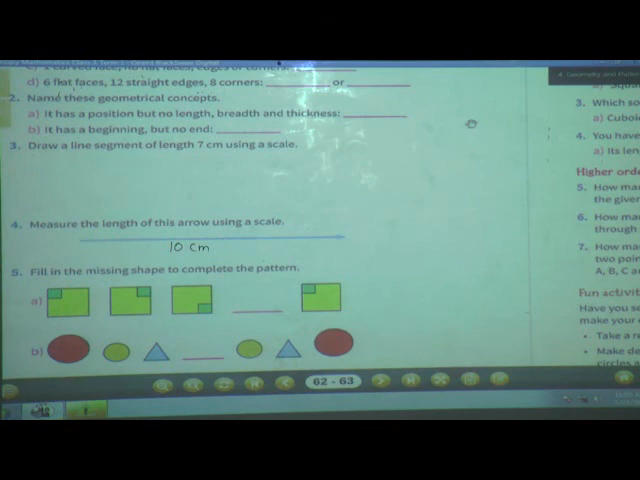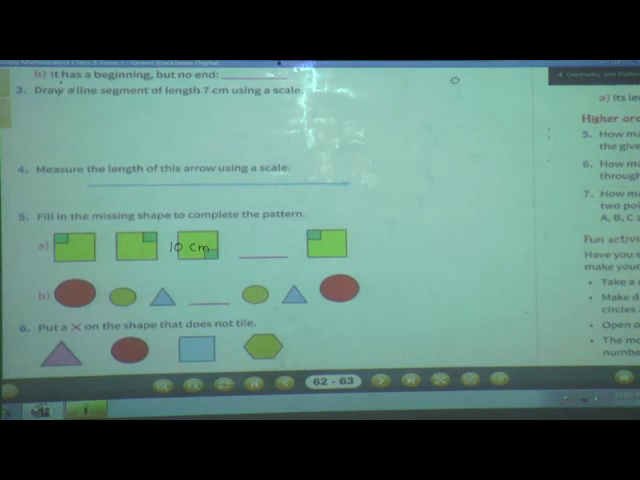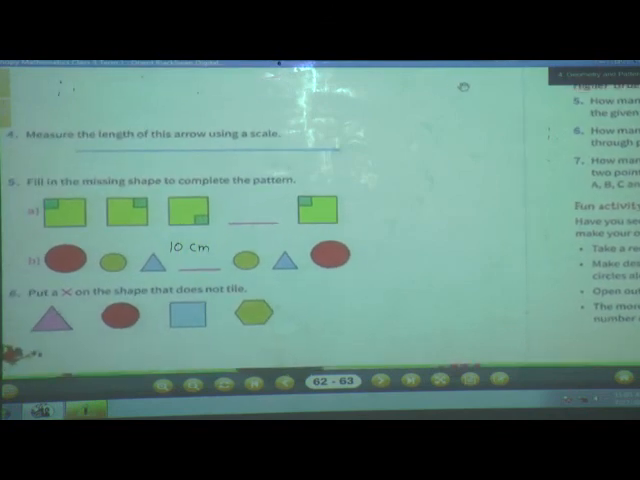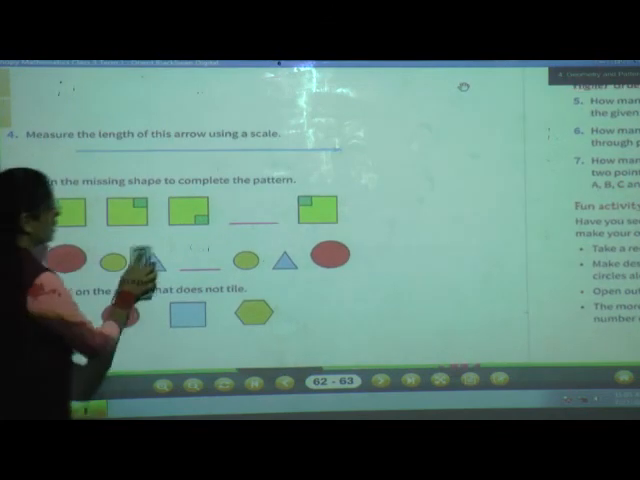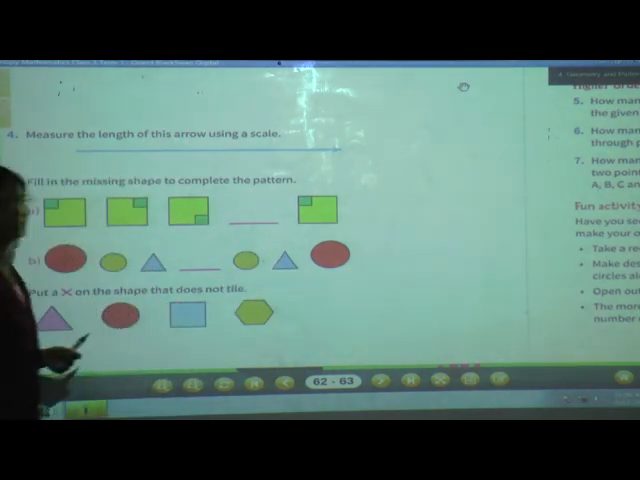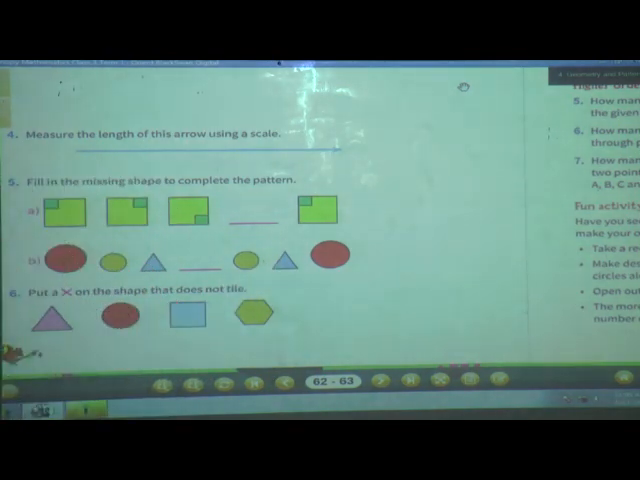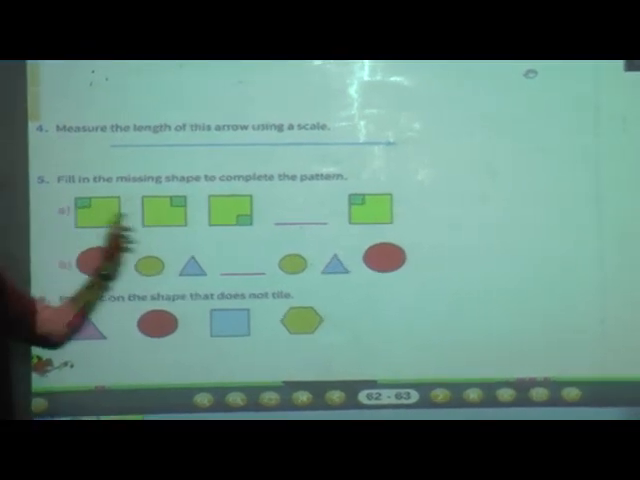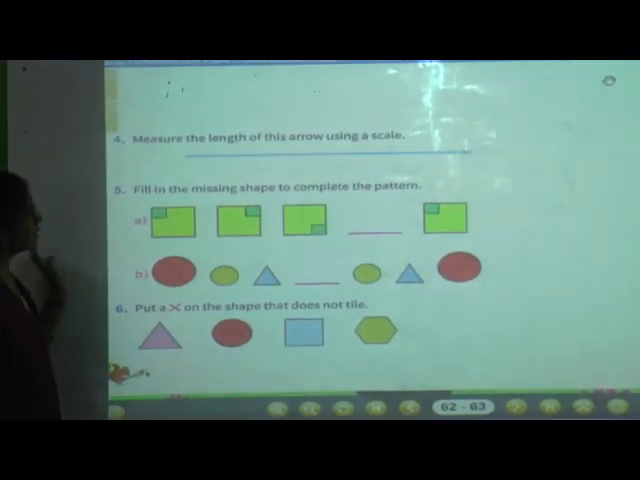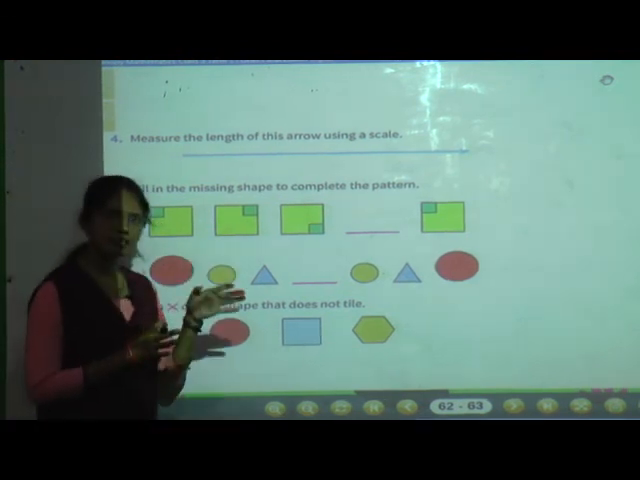The next question is question number 5. Fill in the missing shape to complete the pattern. Here some patterns are given to you, and we have to complete this pattern. Now see the first shape. This is a square. All are squares only, but inside the square one more small square is there, isn't it? Now we have to complete this pattern. Here the pattern is by turning the shape.